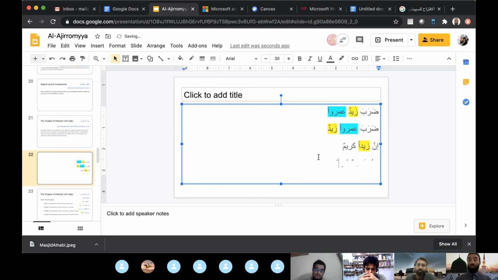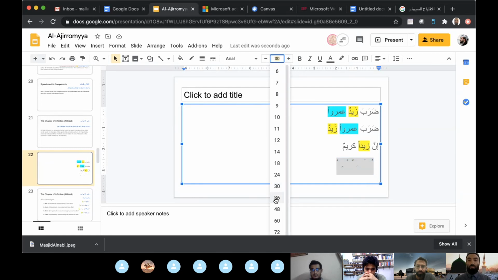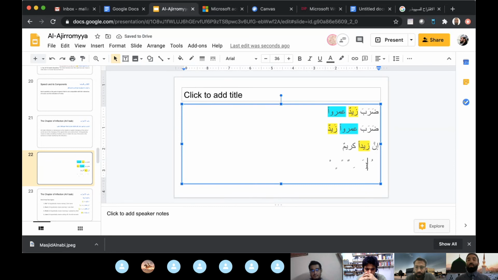Okay. So these are the diacritical marks. Can you see them, or are they too small? Sheikh, it's visible. Okay, I made it a bit bigger. So these are the diacritical marks. This is Dhamma, this is Fatha, this is Kasra, this is Dhamtin, Fathatin, Kasratin, and this is Sukun.